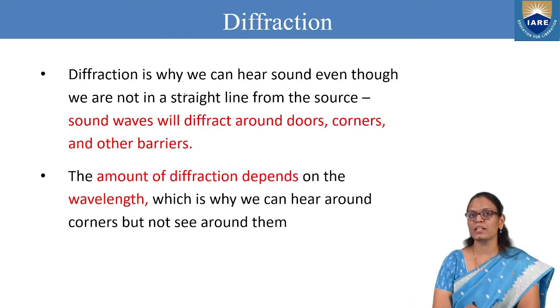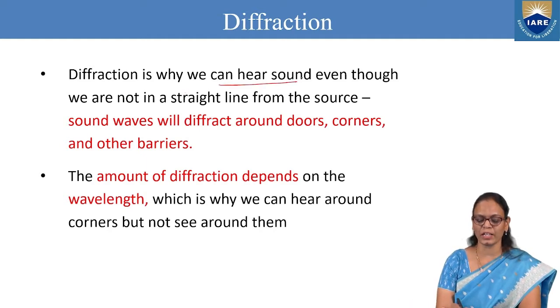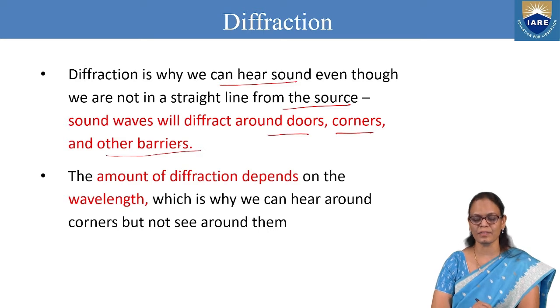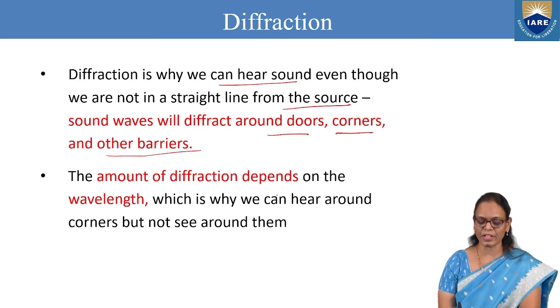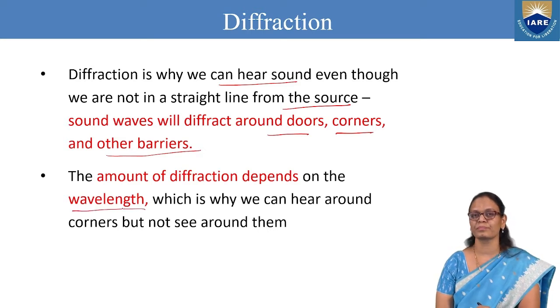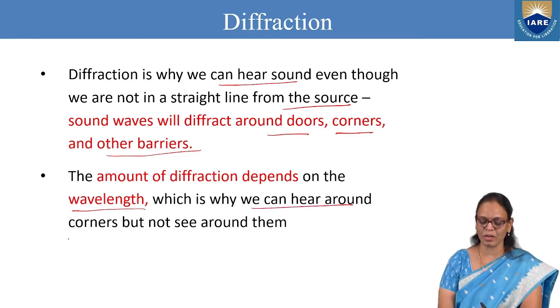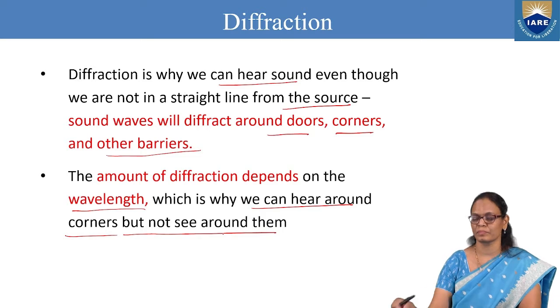Diffraction is why we hear the sound even though it is not in a straight line from the source. This is what we observe in our day-to-day life. Sound waves will diffract around doors, corners, and also other barriers. The amount of diffraction depends upon the wavelength. That is why we can hear sound around corners but we cannot see them.